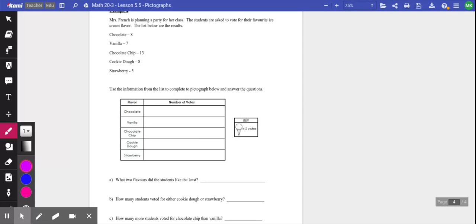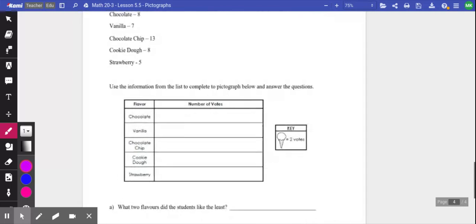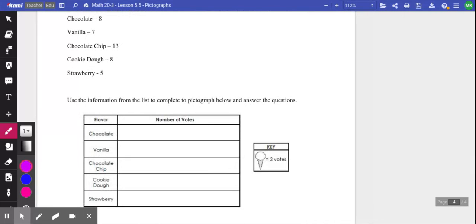So 8 people wanted chocolate, 7 wanted vanilla, 13 wanted chocolate chip, 8 wanted cookie dough, and 5 wanted strawberry. We're going to turn this into a pictograph. So on the right-hand side, they told me the key. They've said that 1 cone equals 2 votes. So for chocolate, I need to divide by 2. I need 4 pictures.